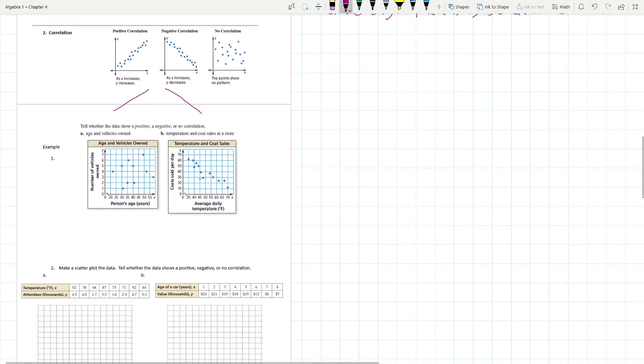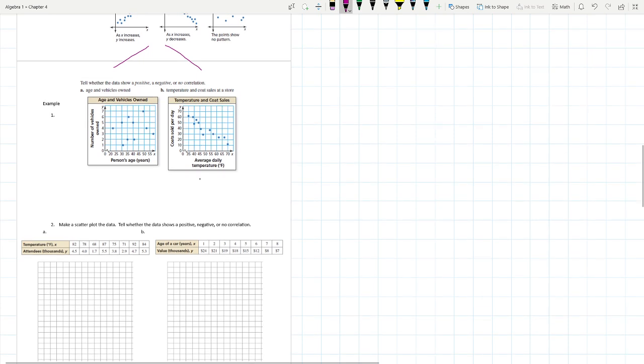Go figure, right? So looking at example 1, we have age and vehicles owned. Looking at the age and vehicles owned, is there a pattern? Not really. It's kind of all over the place. These first couple go up a little bit, but they go down later on too. And so we would say there's no correlation.